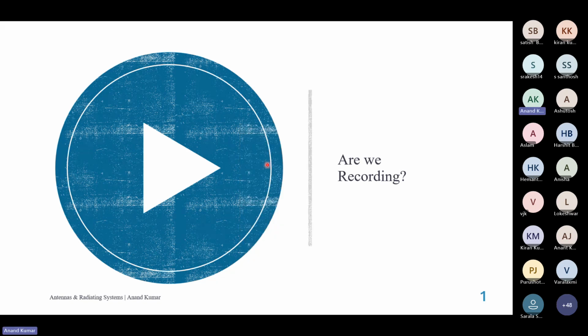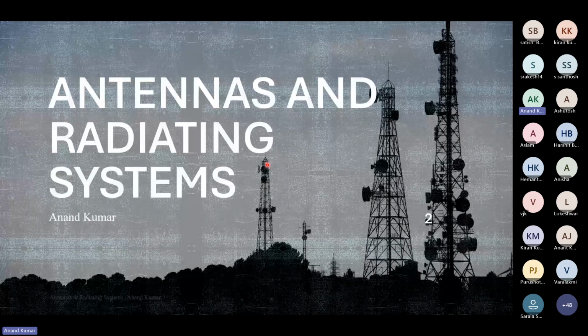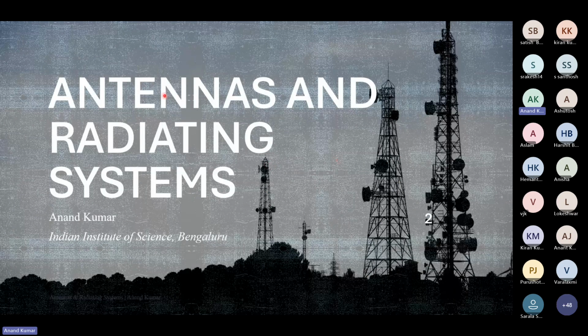Okay. So this course is on antennas and radiating systems, which is essentially the antenna theory course. If you have done it in your bachelor's or master's, it's just the name. It's an antenna theory course.